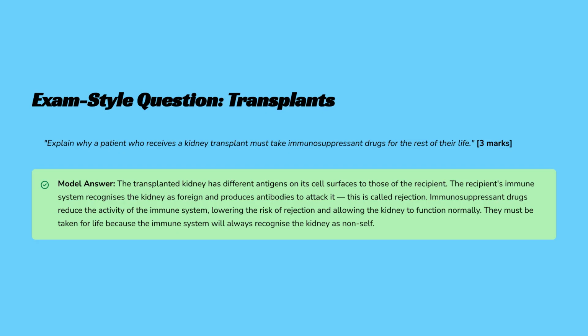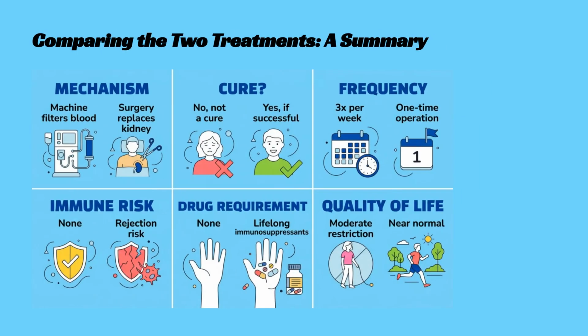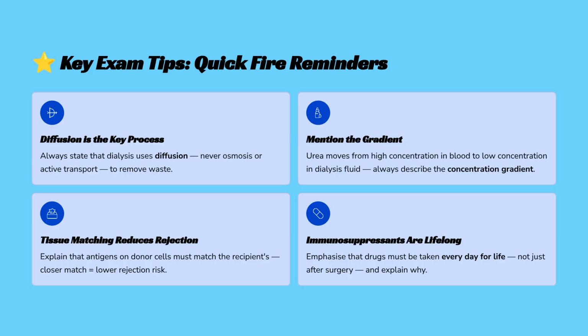Immunosuppressants must be taken lifelong to reduce immune activity, lowering the risk of rejection. This table summarizes the advantages and disadvantages of dialysis and transplantation. Pay attention to the benefits of improved quality of life with a transplant versus the time commitment and lack of rejection risk with dialysis. Quick exam tips.